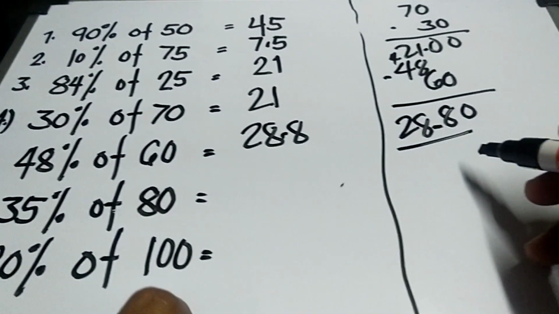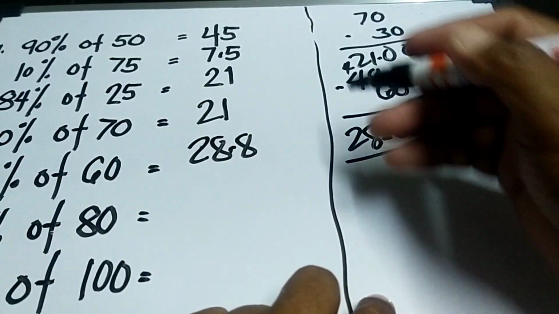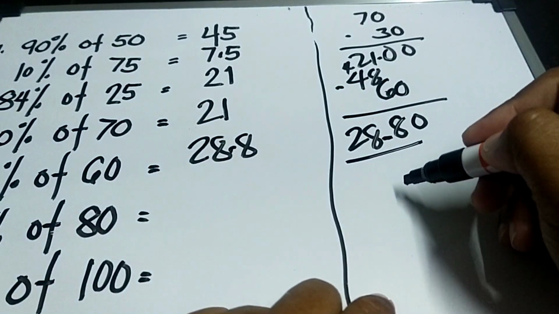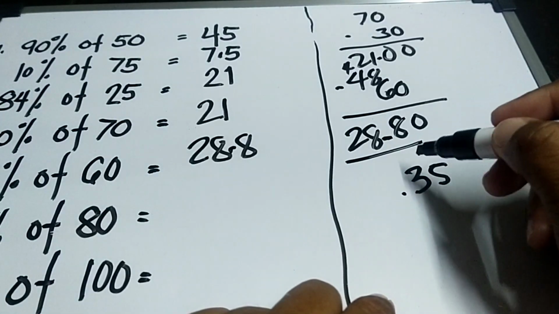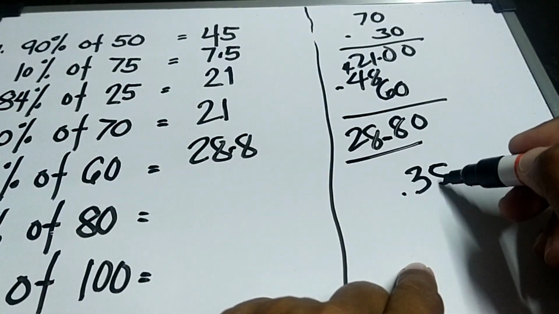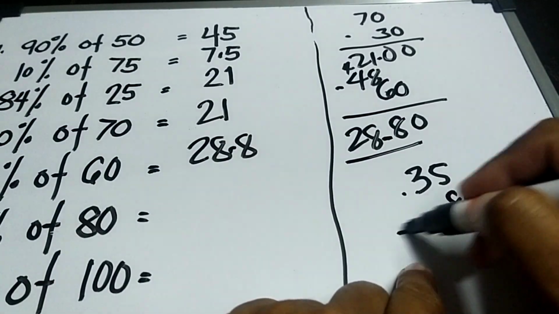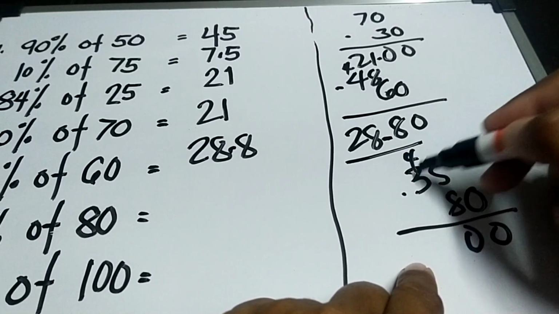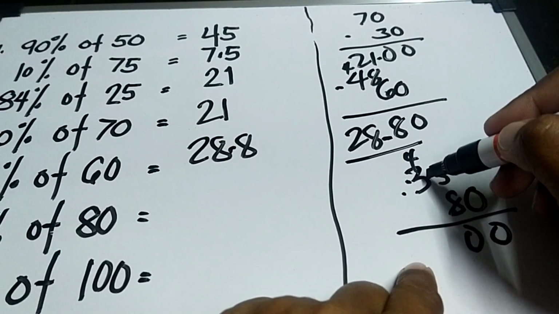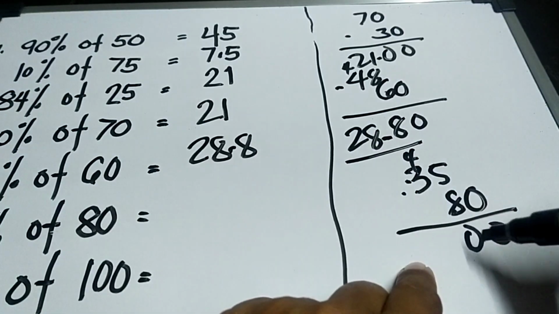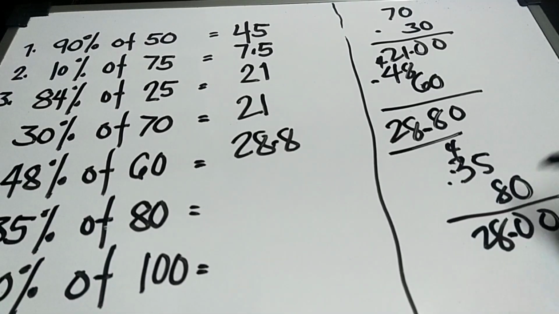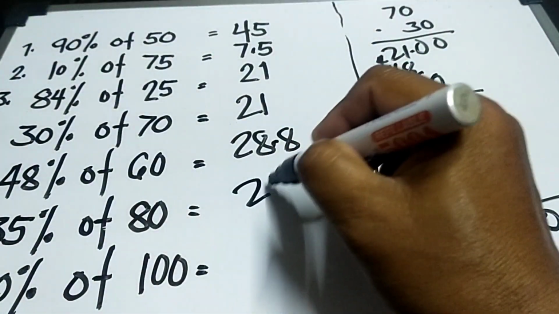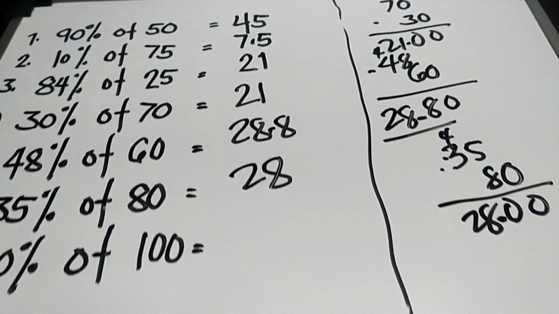Okay, so next, number 6, 35% of 80. So 35% of 80. 35 changed to a decimal number is 0.35 times 80. Okay, 0, 40, carry 4, 24, plus 4 is 28. This is the location of the decimal point. Therefore, this is equal to 28.